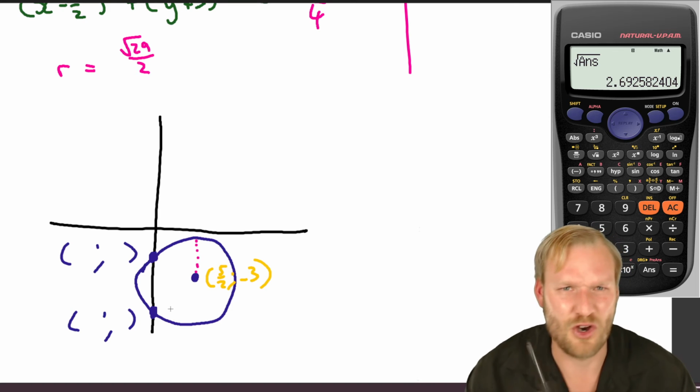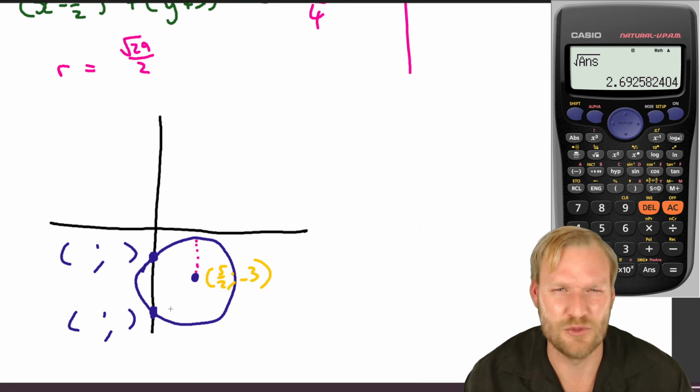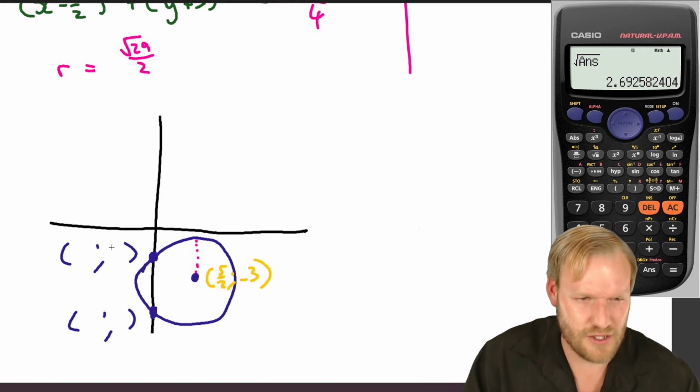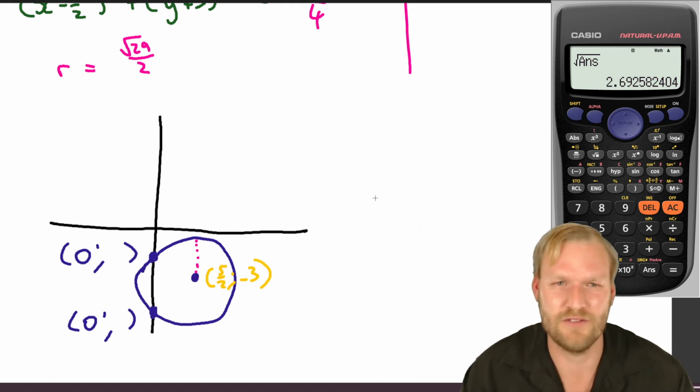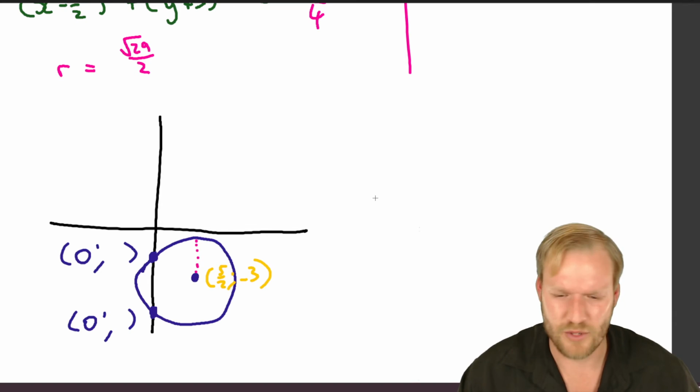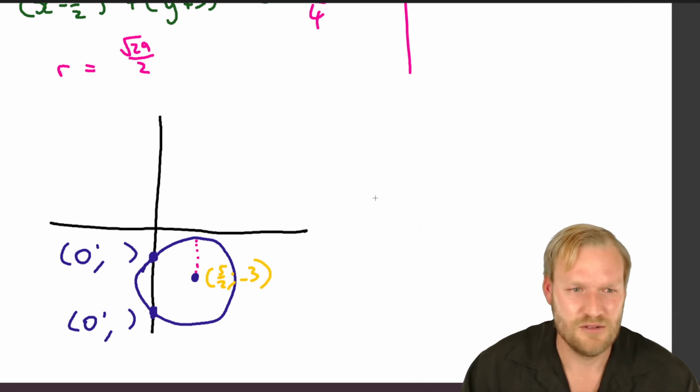What do we definitely know about those y-intercepts? What value do we know? Well, the value that we know is the x value must be 0. So therefore, how are we going to find the y-intercepts? How do we find the y-intercepts of any graph? Well, we let x equal 0 because that's the bit we know.